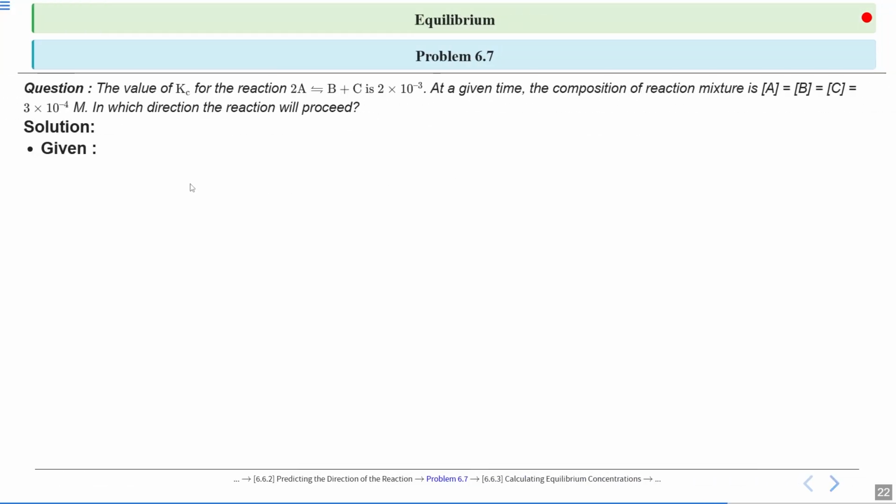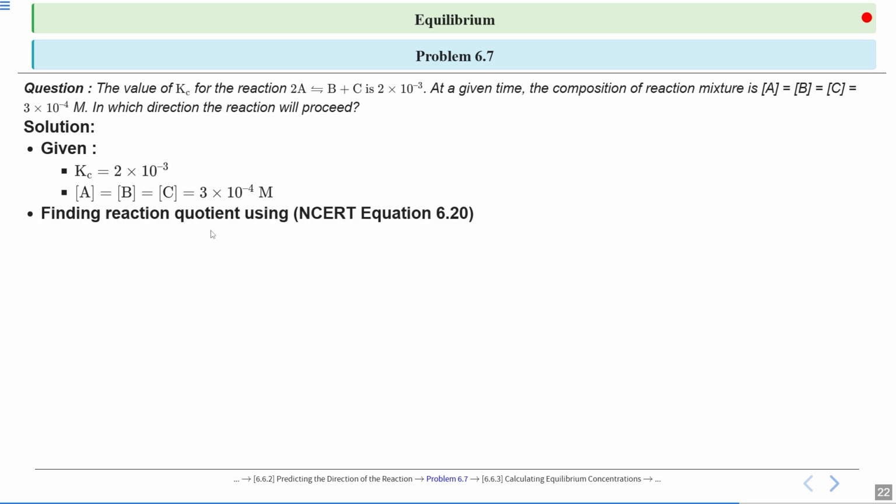In this question, we are given the value of Kc, 2 into 10 to the power minus 3, and the concentration of A, B and C at a certain instant, which is 3 into 10 to the power minus 4 molar. Then we will calculate the reaction quotient first of all. Qc is equal to the concentration of B multiplied by the concentration of C divided by the concentration of A raised to the power 2. Why are we raising it to 2? Because 2 is the stoichiometric coefficient. If you substitute all of these values in your Qc, then you will get your final Qc as 1.